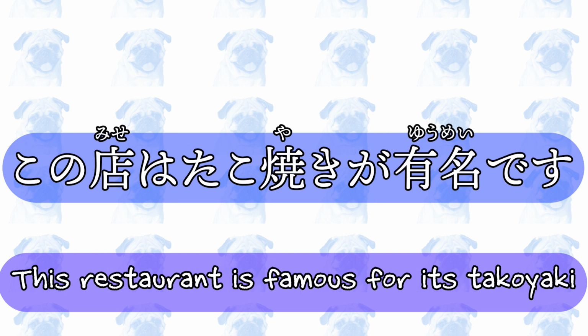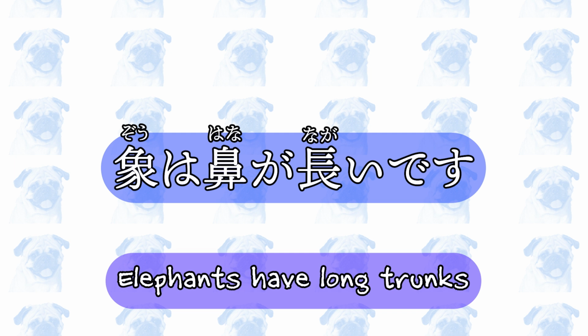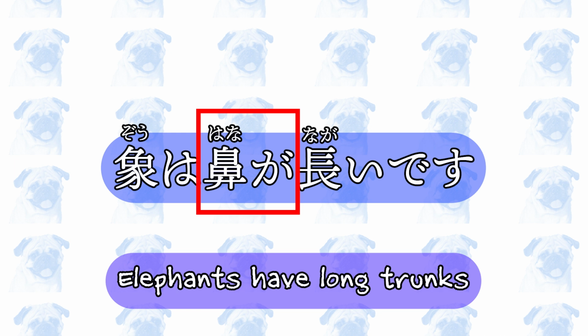this topic. A similar example. 象は鼻が長いです。Elephants have long trunks. Again, this sentence seems to contain two subjects, 象は and 鼻が. The former sets the topic of the sentence, namely elephants in general, while the latter states that the trunk of an elephant is characteristically long in comparison to the other body parts.